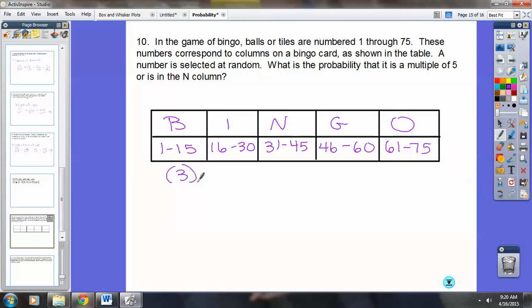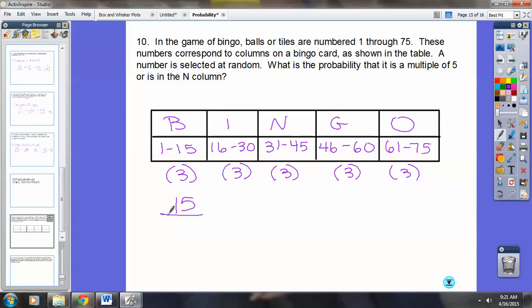In the I column, how many do we have? 3 also. 20, 25, and 30. How about the N column? 3. We have 35, 40, and 45. G? 3. We have 50, 55, and 60. And O? 3 also. 65, 70, and 75. Alright. So the probability that a number that's selected is a multiple of 5. How many multiples of 5 do we have? 15. 3 plus 3 plus 3 plus 3 plus 3, or 3 times 5 is 15.